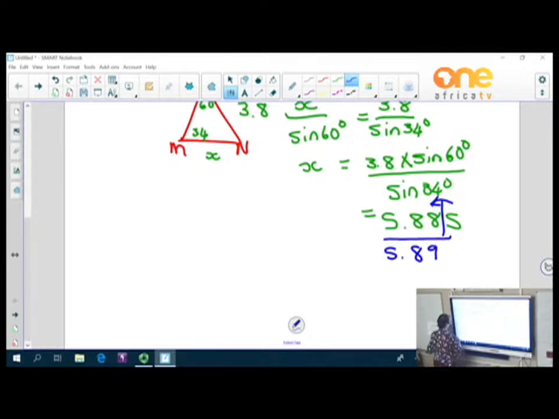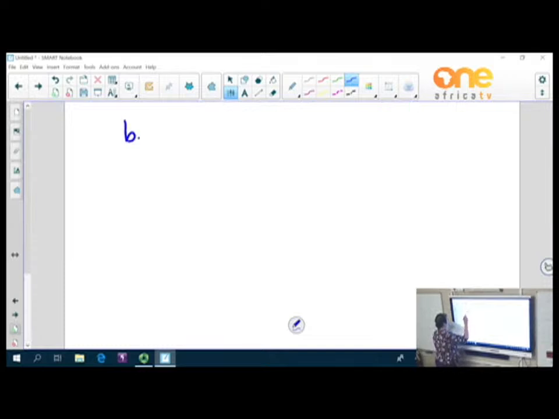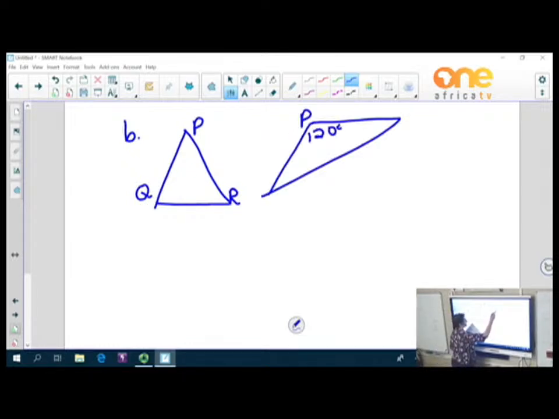5.89. Right, number B, try now 27. Again, we're drawing the triangle PQR. Now, if I look at it like this, that one is 120 degrees R, and this is then Q. Angle Q is 20 degrees, and PQ is 57 centimeters, and I have to find RQ. That is what I want to calculate, RQ.